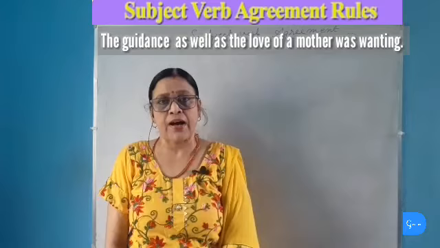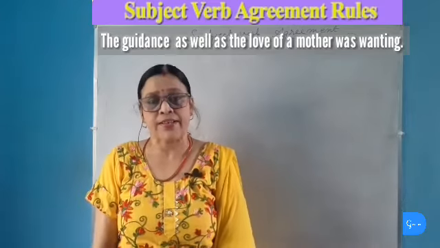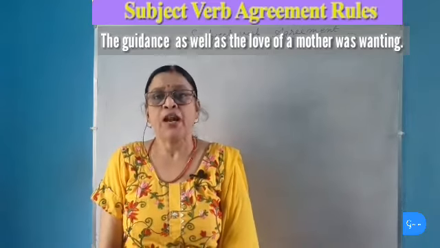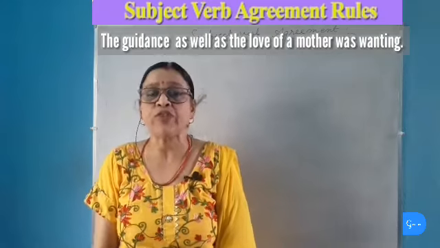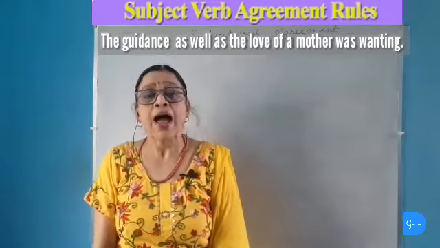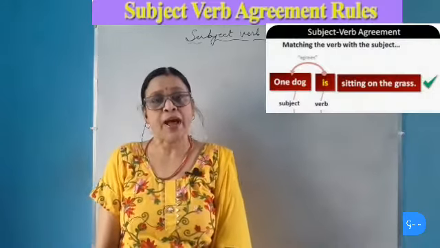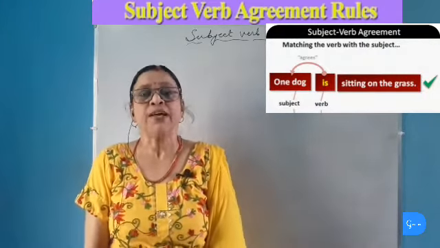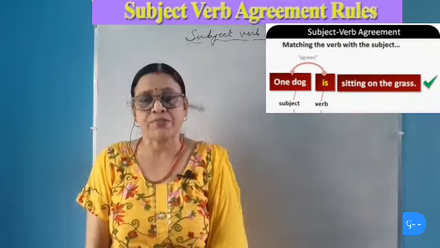Similar examples are: Arabic as well as Sanskrit was taught here. Number 2, justice as well as mercy allows it. The third example, silver as well as gold has fallen in price. So in all these sentences, the verb agrees with the first subject.